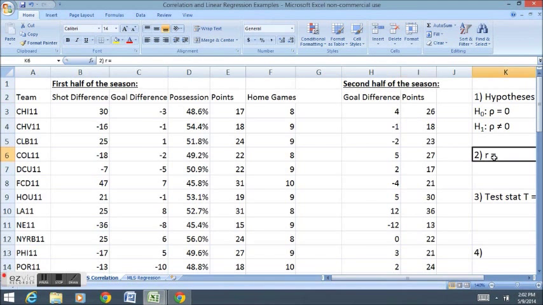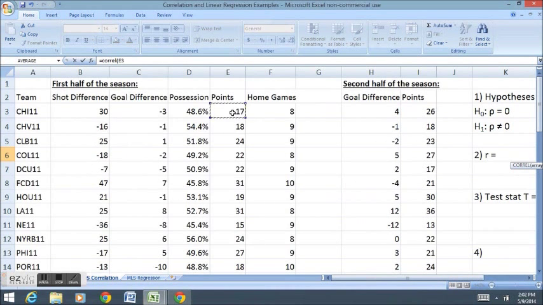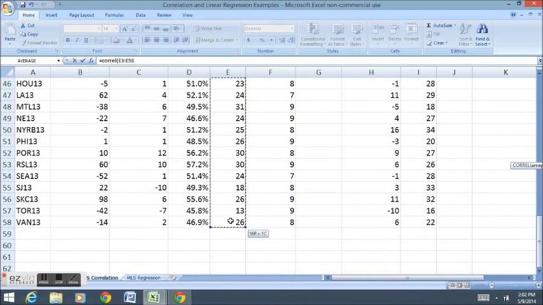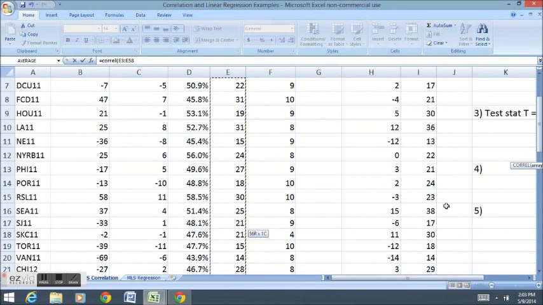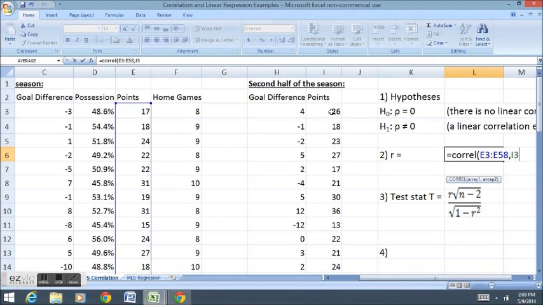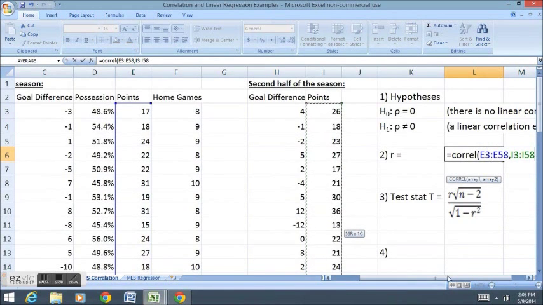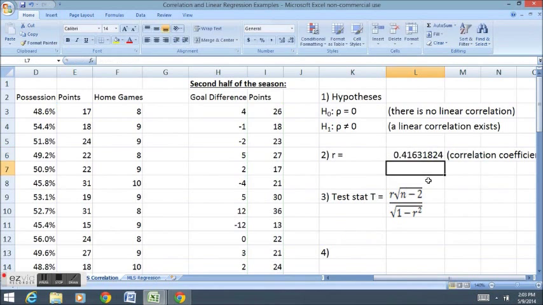In case you don't remember, to find a linear correlation, we use the CORREL function. Equals C-O-R-R-E-L. I'm going to select my first set of information, which were the points during the first half of the season, all the way down to the bottom. That's E3 through E58. Then I'm going to use a comma, and I'm going to select the points from the second half of the season. Let's go see what we have. I'm going to close my parentheses, and I see a linear correlation coefficient of about 0.42.